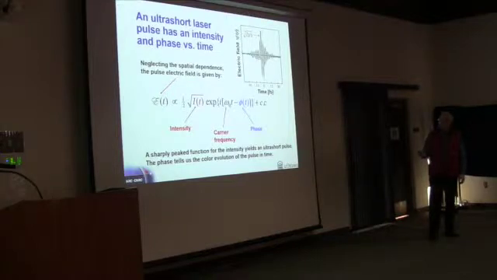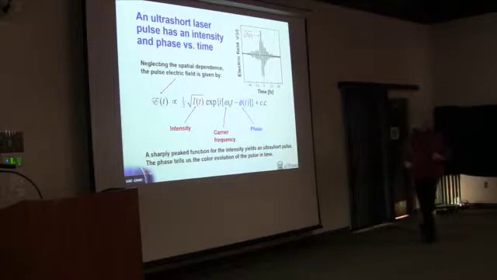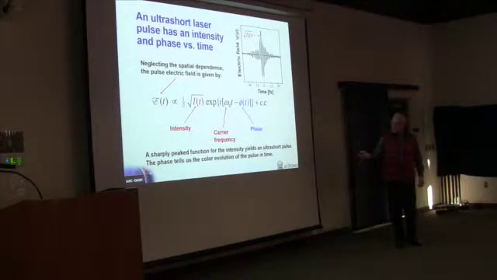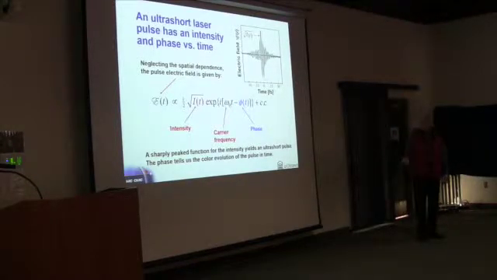So an ultrashort pulse has an intensity and phase versus time. So there you go, you can see the intensity, you can see the phase. You could think of the electric field as a field describing sort of the envelope or the maximum field, and e to the i omega t describing the phase aspect of it. It's a short pulse when the intensity is sharply peaked, and that makes it an ultrashort pulse.